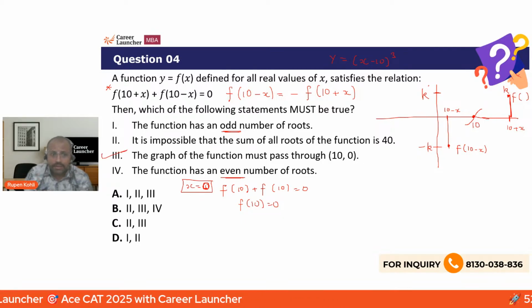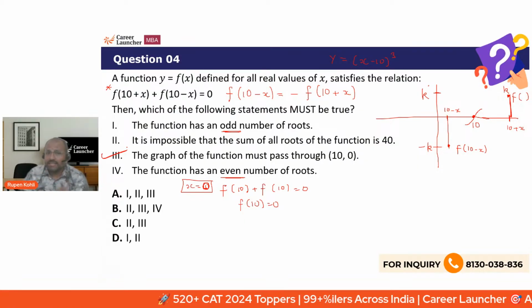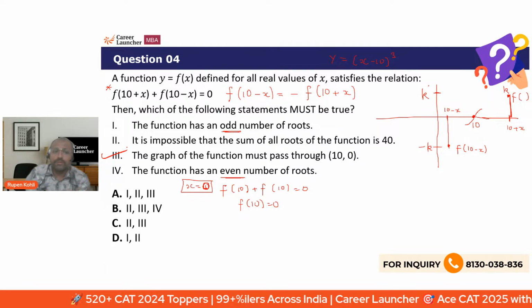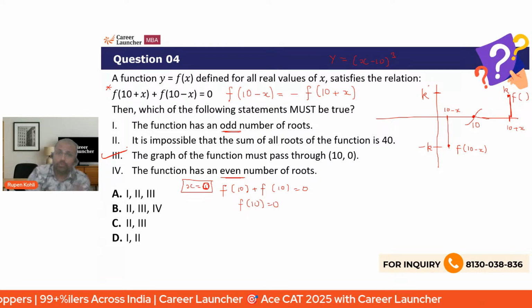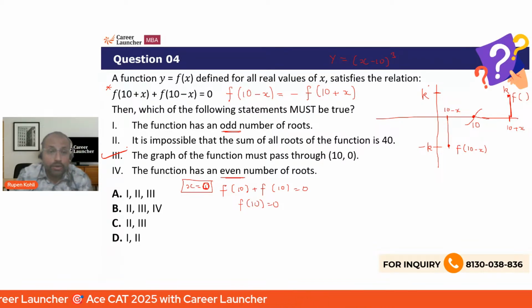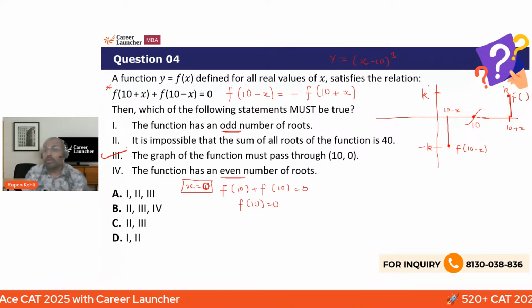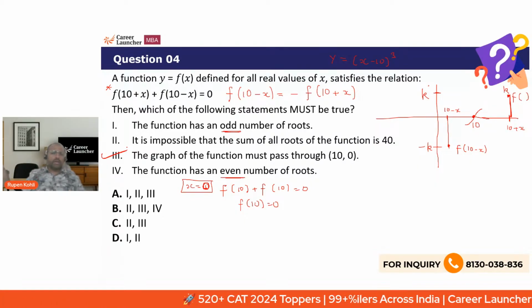You can see the third statement we have proved: the graph of the function must pass through 10 comma 0. This is one inference which comes very easily by putting x equal to 0 in the equation. F of 10 must be 0. X equal to 10 is one of the roots. Now from the first and the fourth statement, we are talking about the number of roots being odd or even. Now think about this. X equal to 10 is a root. The graph is symmetric on either side.